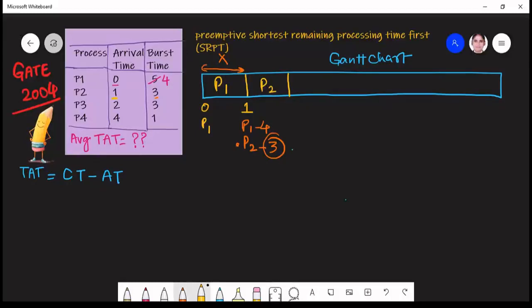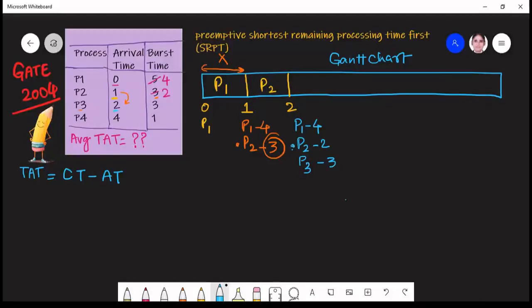Again, it is going to run only for 1 more millisecond, just because after that 1 millisecond, P3 will join the ready queue, right? So let's run it for 1 millisecond. 1 plus 1 is 2. And the remaining time left will now be 3 minus 1, that is 2. So at this point of time, who has joined? P1 was already there, then P2 joined, and then P3 also joined at the second millisecond. So the remaining time of P1 is 4, P2 is 2, and P3 is 3.